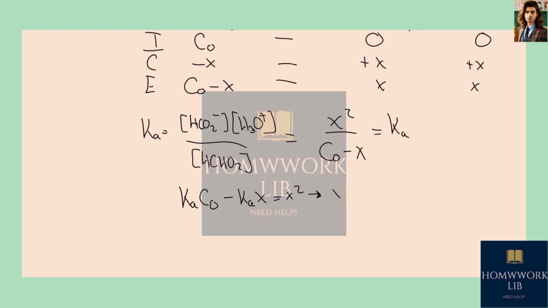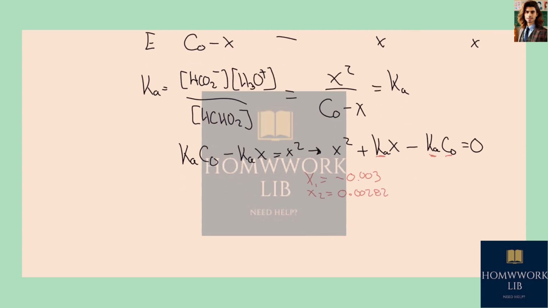Thus, the solution would come from x squared plus Ka x minus Ka multiplied by C0 equal to 0. So replacing the values for my initial concentration and the acidity constant, we're going to find that the value for x is going to be, of course, this is a quadratic expression, so we're going to have two answers. One is minus 0.003, which is going to have no physical meaning, and the other one would be 0.00282.